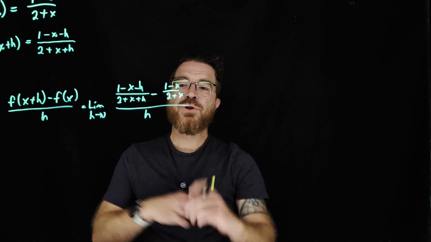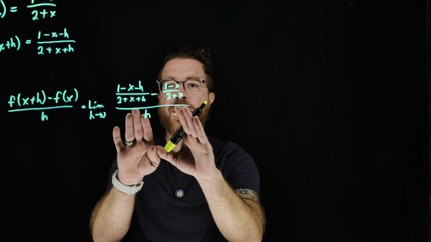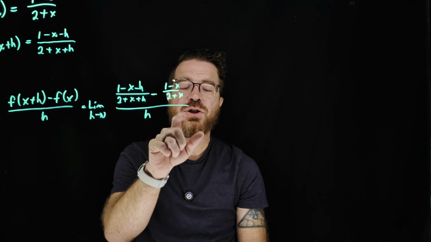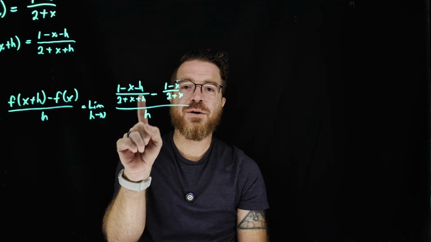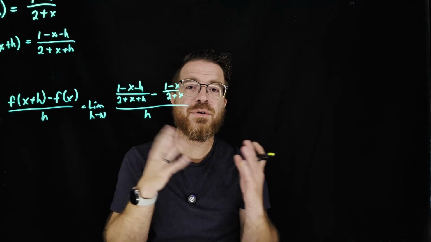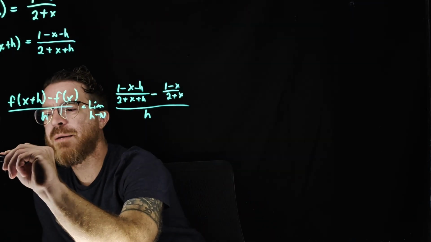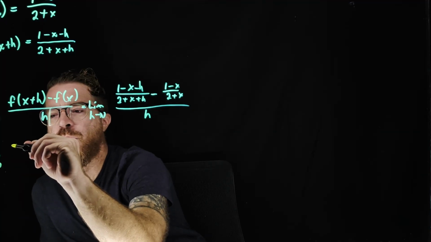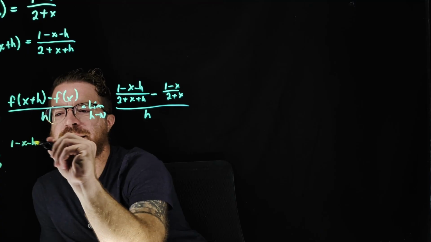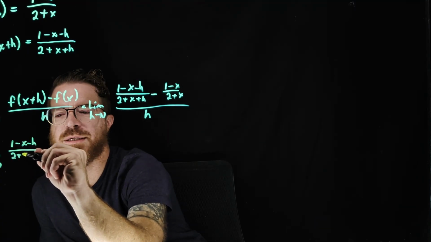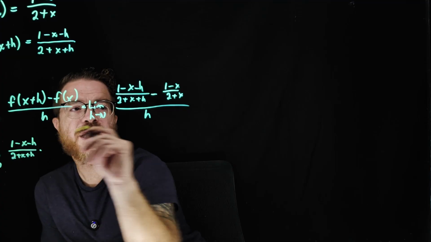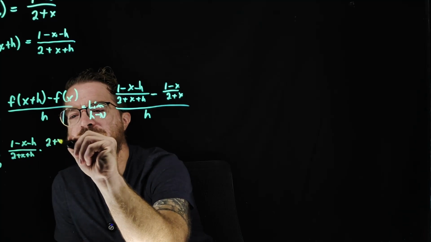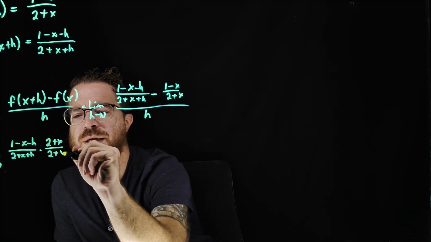Now for this case, I have two fractions with different denominators. So what I'm going to do is multiply this first fraction by the denominator of the second fraction. For the second fraction, I'm going to multiply it by the denominator of the first fraction to get them in terms of the same denominator. So this is going to end up being the limit as h goes to 0 of 1 minus x minus h divided by 2 plus x plus h times, and then of course, remember, I'm actually just multiplying by 1, so this has to be 2 plus x divided by 2 plus x.